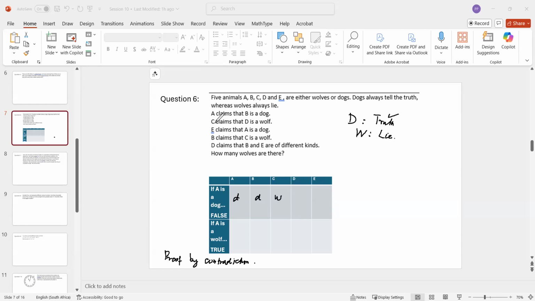And what does C say? C says D is a wolf. Now C is a wolf, so he's a liar. And he says D is a wolf, so he's lying when he says D is a wolf. Therefore D must be a dog. Okay. Now, since D is a dog, let's see what D says. D says B and E are of different kinds.